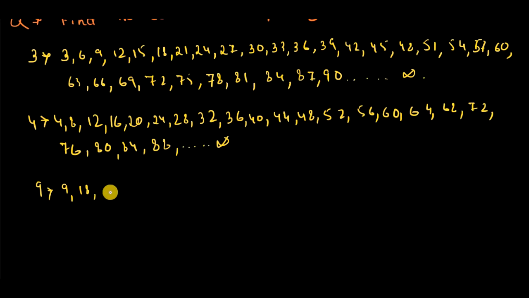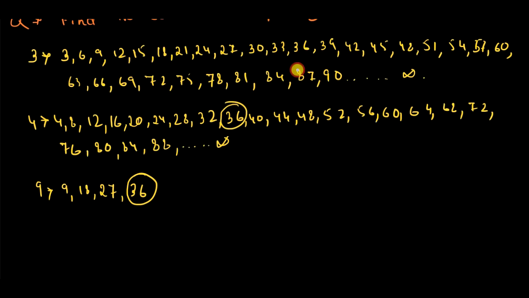9, 18. We'll see it here. Is 9 there? It's not there. 18 is not here, so it's not a common multiple. And the next one is 27. Is 27 there? No, it's not there. 36. 36 is here, so 36 is a common multiple of 4 and 9.